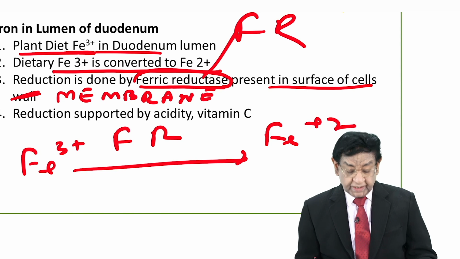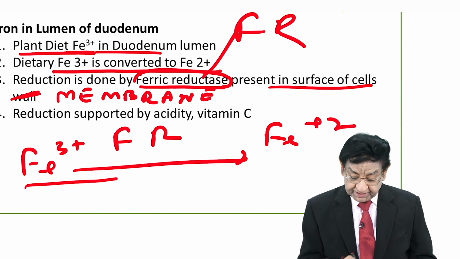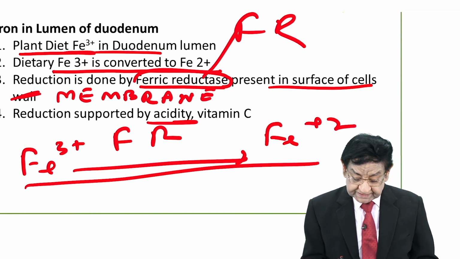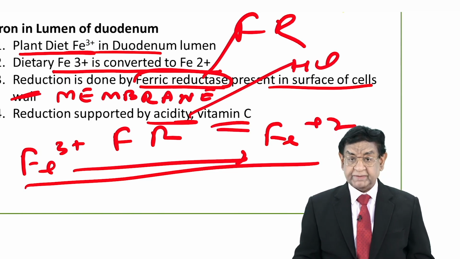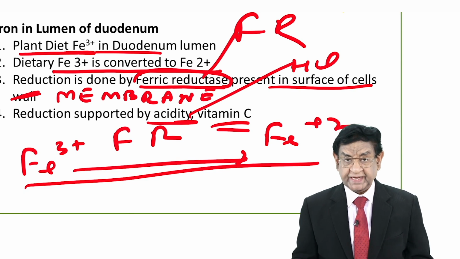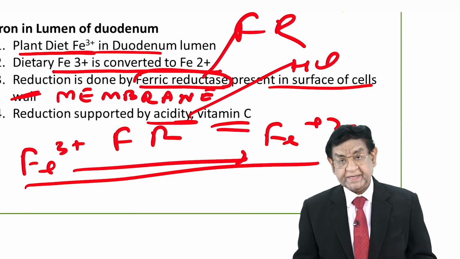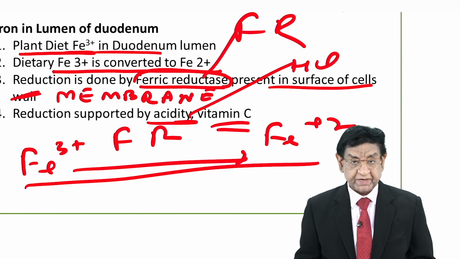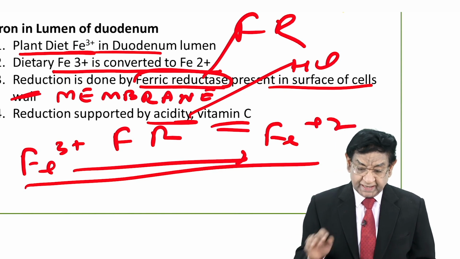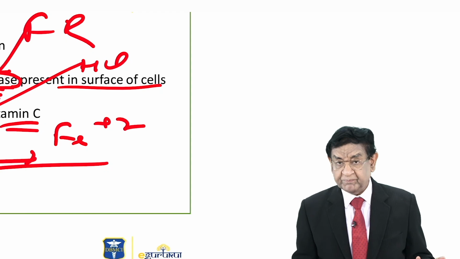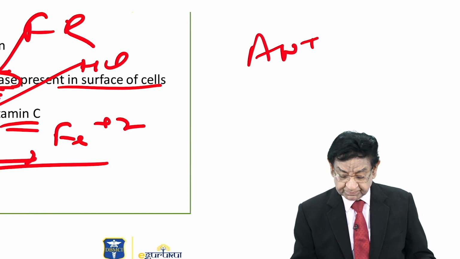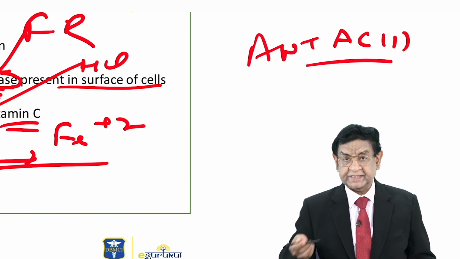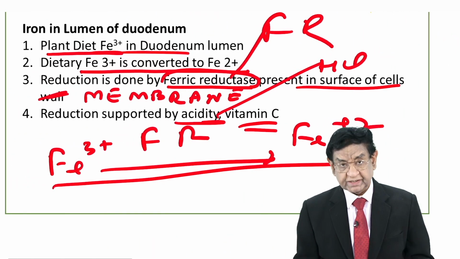Well, this reduction from ferric to ferrous is supported by the acidity in the stomach, hydrochloric acid, and vitamin C. The point I mentioned, that this acidic pH is very helpful in converting ferric into ferrous by reductase. That's why the application is that when we give any ferric compound, or whenever we want more and more iron to be absorbed, antacid should not be given, because antacids are going to change the pH of the gastric lumen.